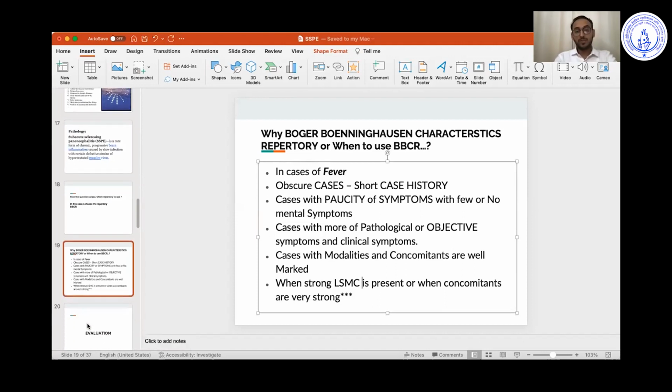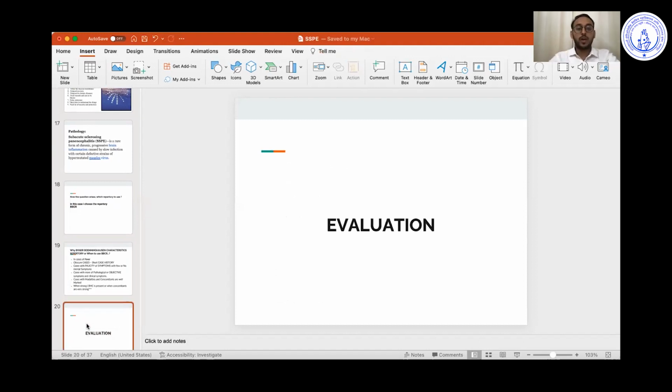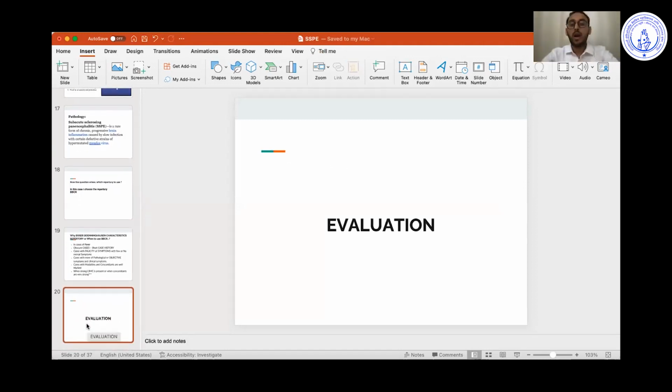So now we have selected the repertory, and we have a reason to select this repertory. Now the next point is how to choose, and what rubrics to choose, in this case. So I will show you what we did.